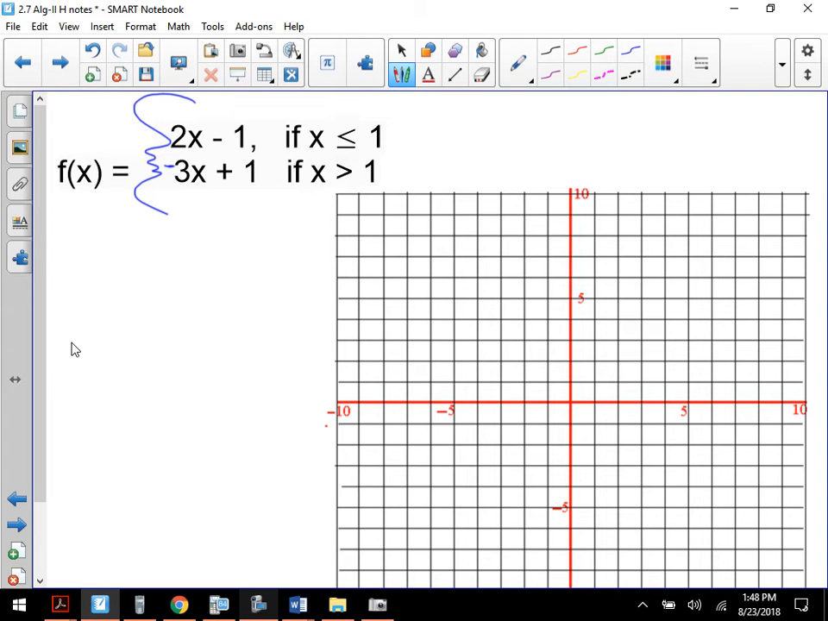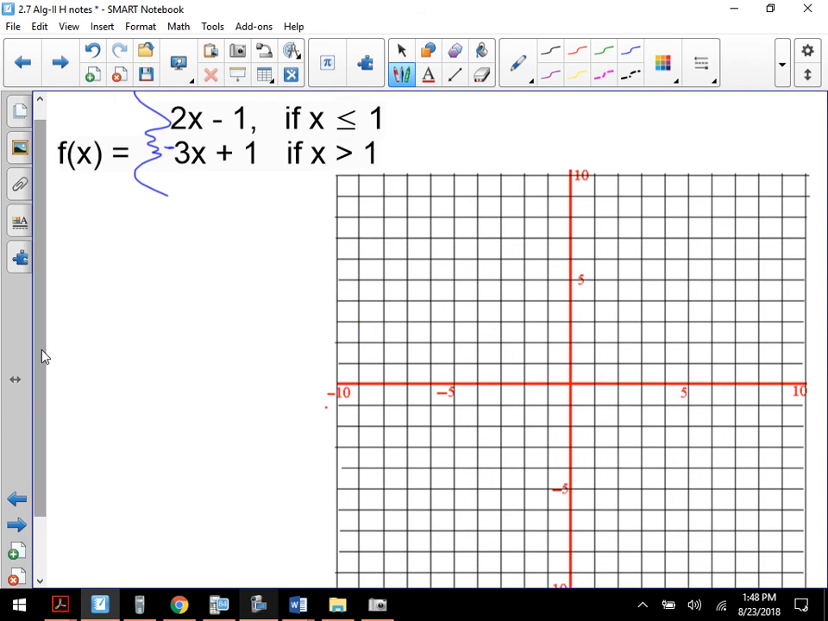Where's something funky going to happen? Just off the top of my head, I know something weird is going to happen around 1, so I might put a little line here to remind myself. 2x minus 1. Where do I start that graph? At negative 1. Good. My slope is 2, so I go up 2 over 1, and then right away I hit that barrier line.